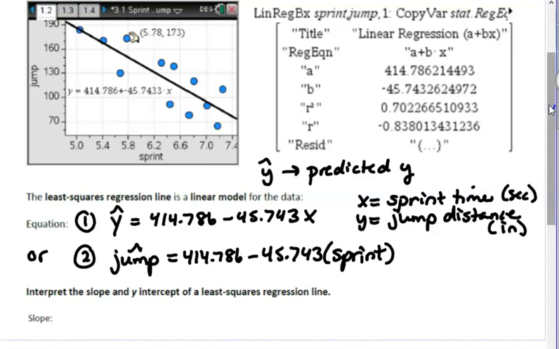Why does the jump have a hat but not sprint? Because the sprint is the actual sprint time, but the equation predicts a jump distance. The predicted jump is whatever y value lands on this line, but the actual jump might be different than that because not all the points are on the line. Good question.